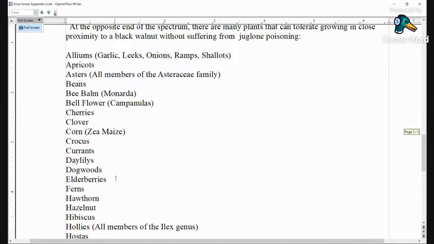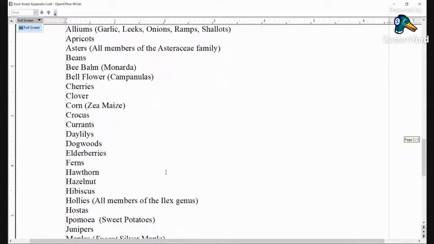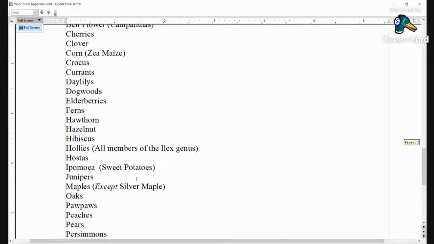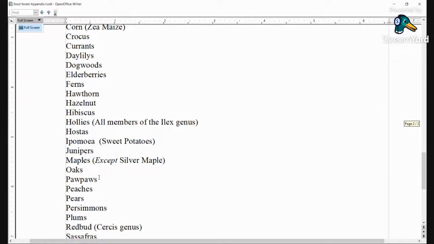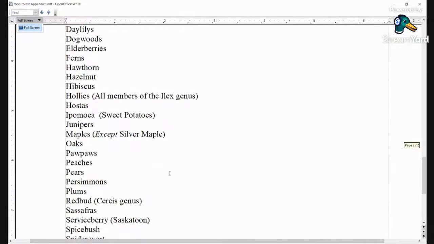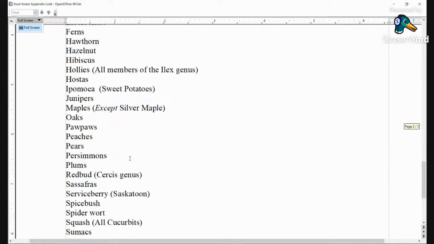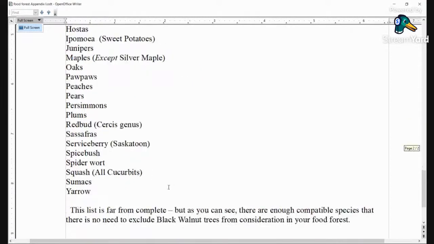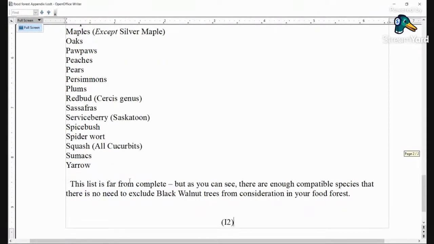Crocuses, if you're interested in growing saffron. Currants, daylilies, dogwoods, elderberries, ferns, hawthorns, hazelnuts, hibiscus, hollies, all members of the Ilex genus, since all hollies are immune. Hostas, Ipomoea, that's sweet potatoes, of course. Junipers, that's eastern red cedar. Maples, except silver maple for some reason, I don't know why. All of your Quercus, all the oaks are, pawpaws, peaches, pears, persimmons, plums, the redbud, of course, sassafras, Saskatoon, serviceberries, spicebush, spiderworts, all the cucurbits, sumacs, and yarrow, all of those.